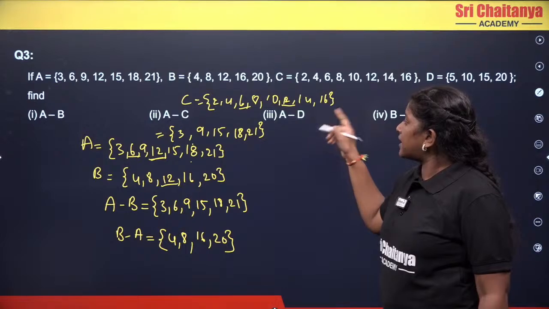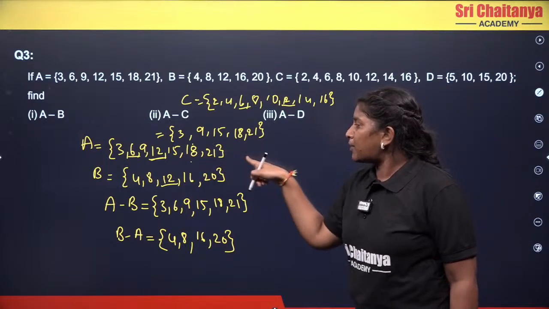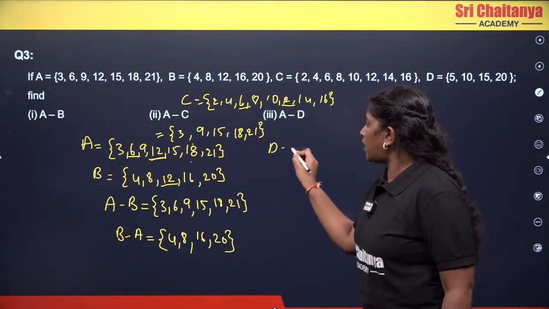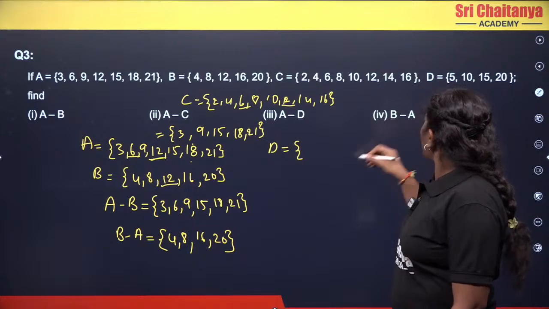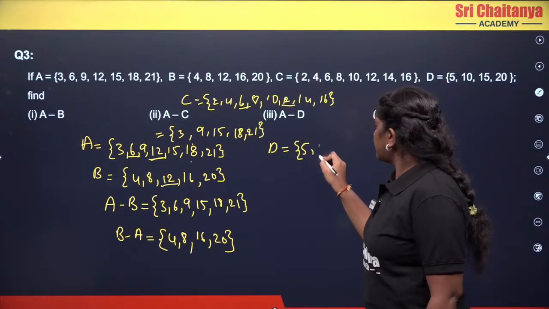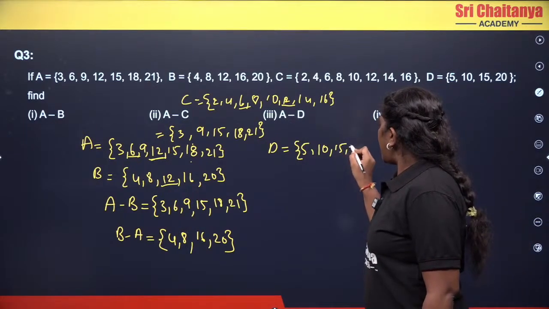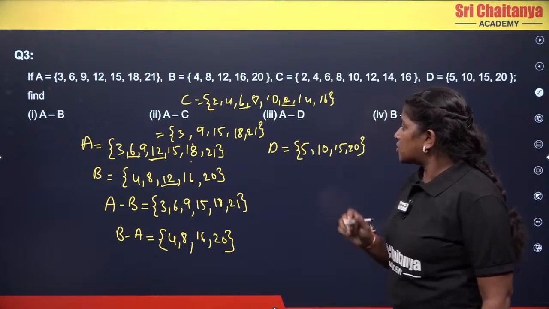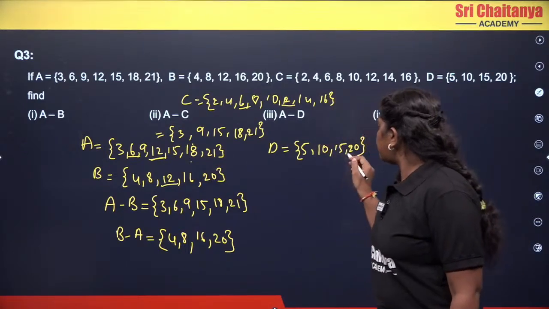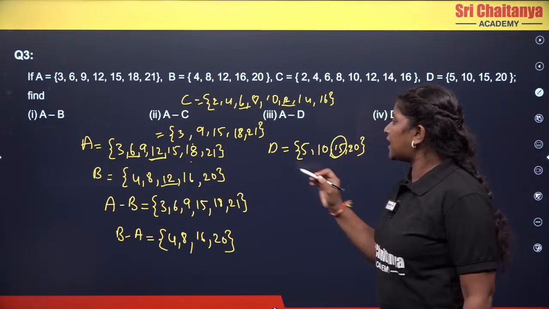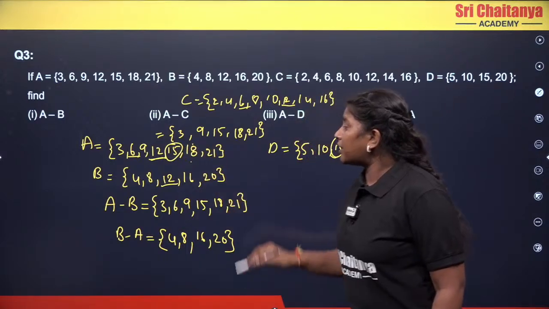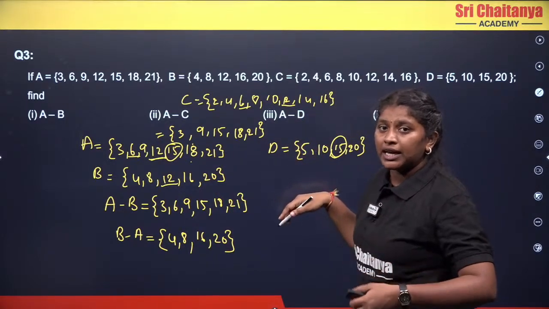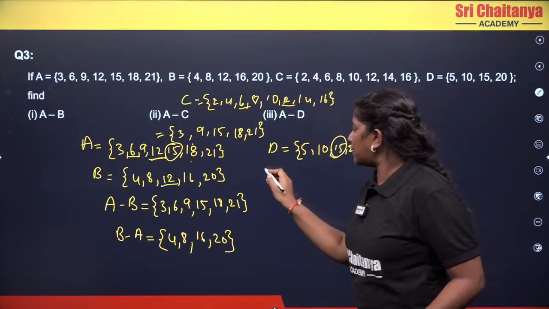Now moving to the next, A minus D. A is the set of multiples of 3 that we know. Now D is the set of 5, 10, 15 and 20. Now if you observe here clearly, we are having only one common element, that is 15. So by removing 15, all the remaining elements will come under A minus D.